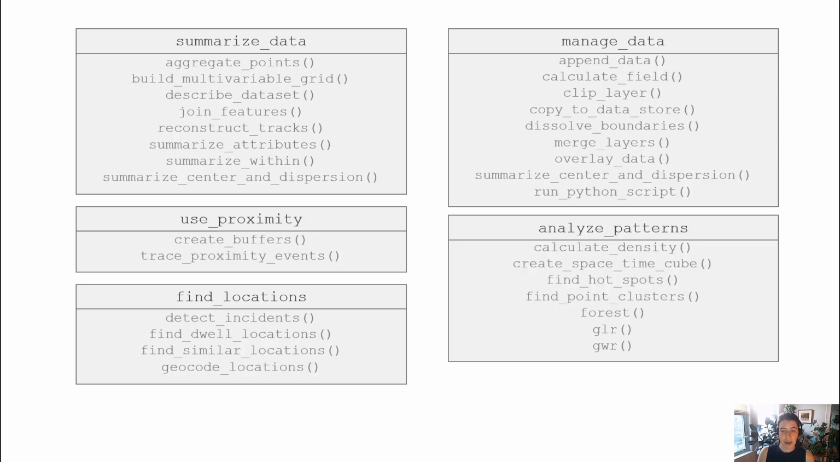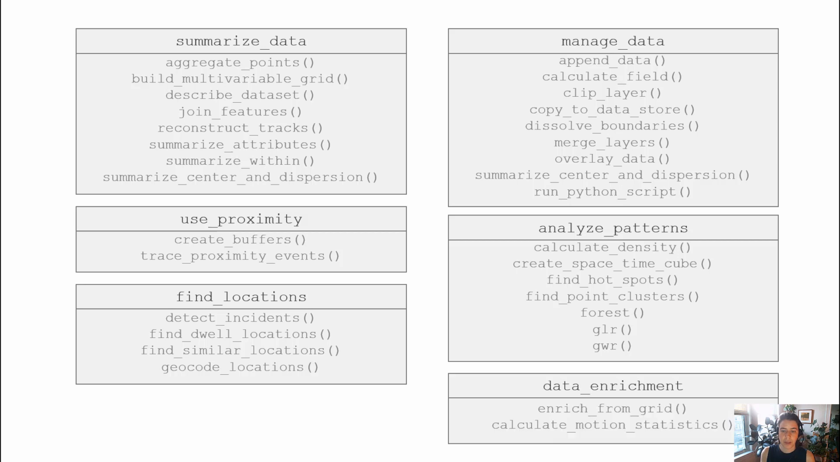And then there's analyze patterns, which lets you do statistical analysis as well as things like GLR or geographically weighted regression. There's some aggregation involved a lot of the time, but it's looking to actually analyze patterns in your data. And then data enrichment, so enriching your data. So maybe you have a bunch of points, but you don't have much information on them. These are two tools that allow you to enrich it.